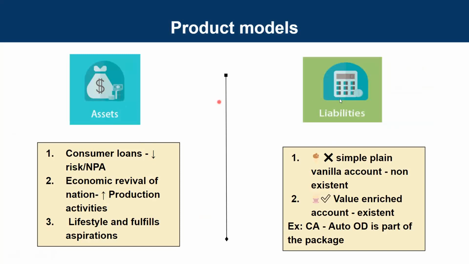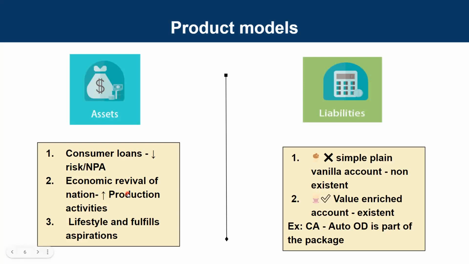So we are looking at the balance sheet of the bank, which I already told you is like the Bible of the bank. Here we have the asset side and the liability side. On the asset side, the consumer loans are presumed to be lower in risk. We have already spoken in the previous retail banking chapters that retail banking products are always low risk. There is also economic revival of the nation through increased production activity.